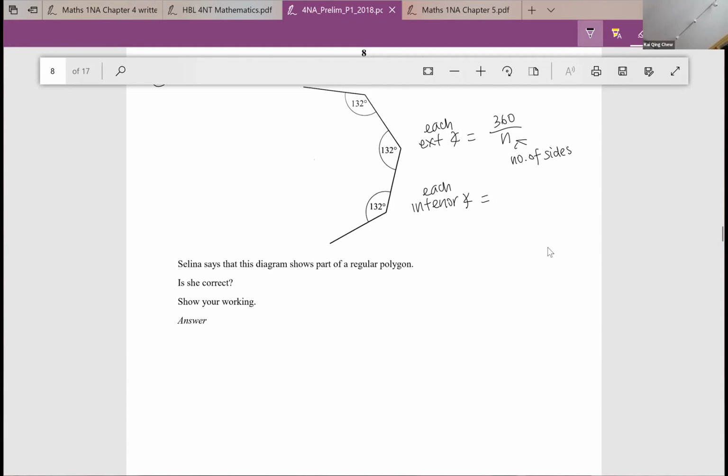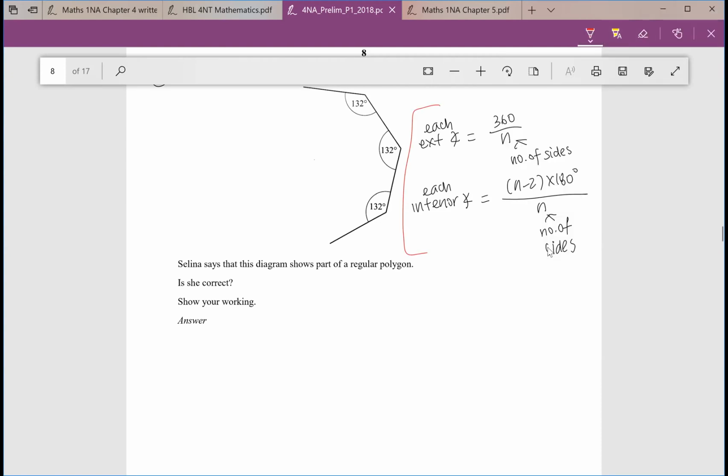N minus 2 times 180. So what degree are we supposed to find? Okay, wait. Let me just run through all these formulas that you need to remember first. This is important. And then interior plus exterior angle is how much, you know? Interior plus exterior angle gives you how much? 180. Yeah, 180.